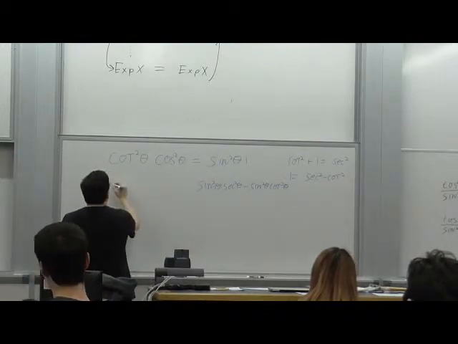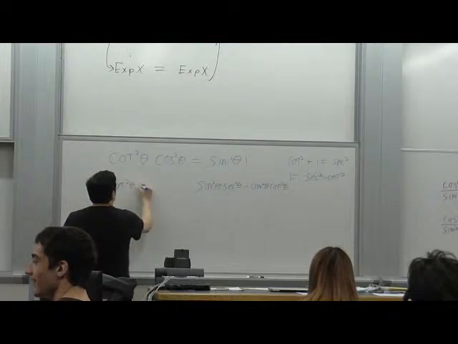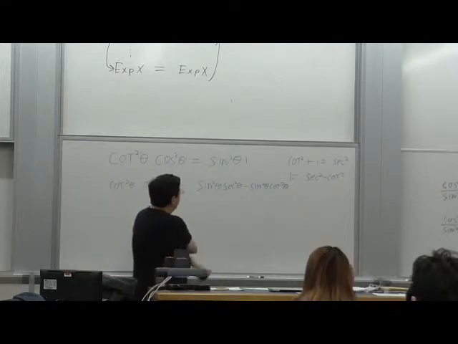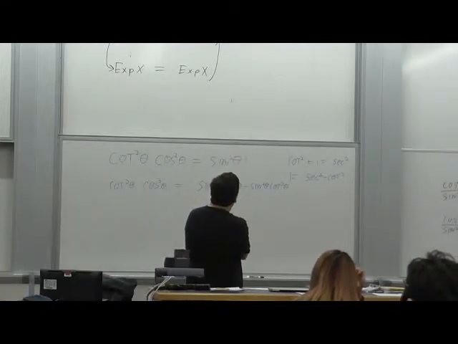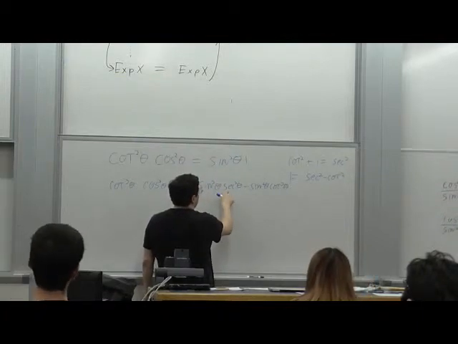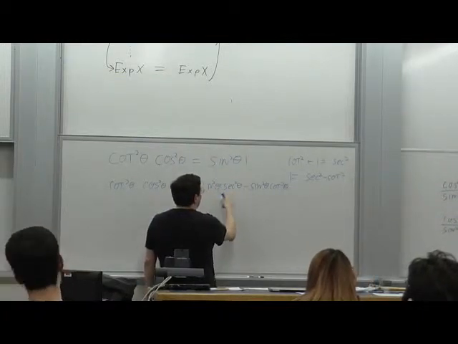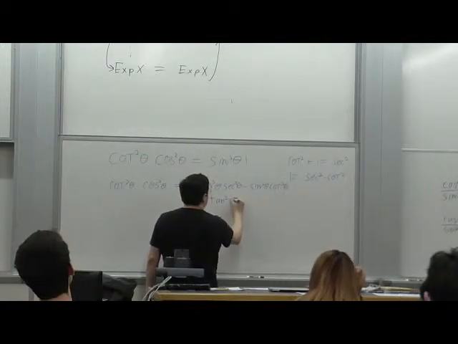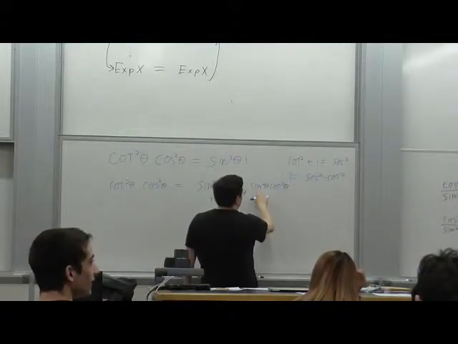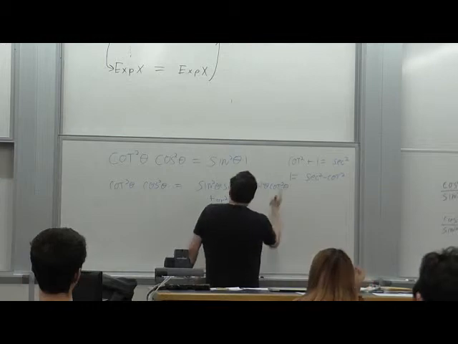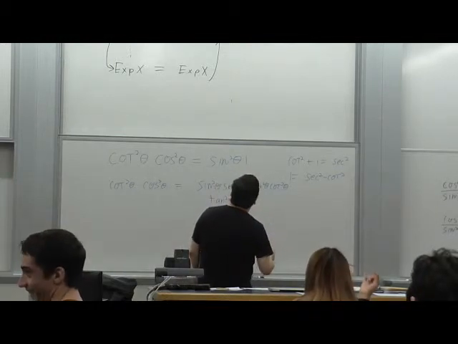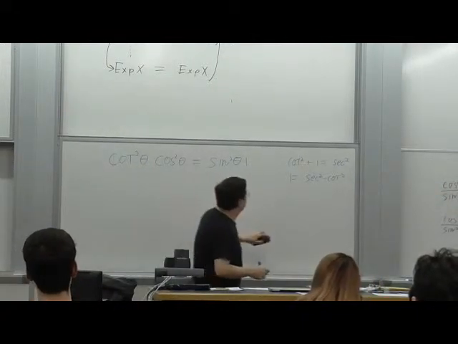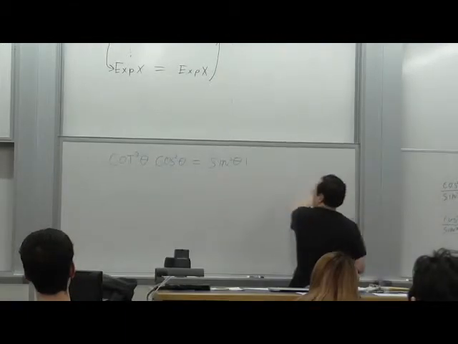Cotangent squared theta, sine. Now, secant is 1 over the cosine. Oh, so that's tangent squared minus. Uh-oh, that's not going to work. Maybe you can't go the wrong way. I don't know. I'm not going to pursue that, even though I think it'll work.